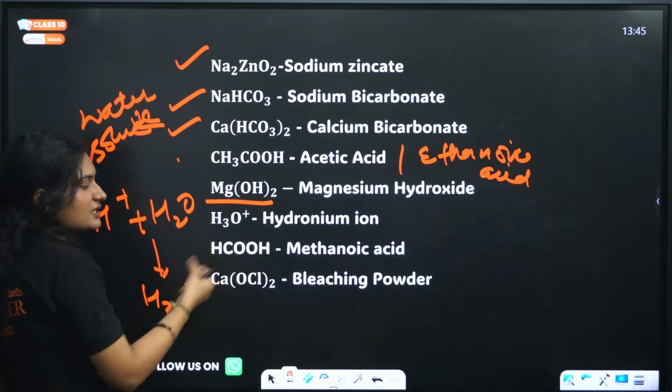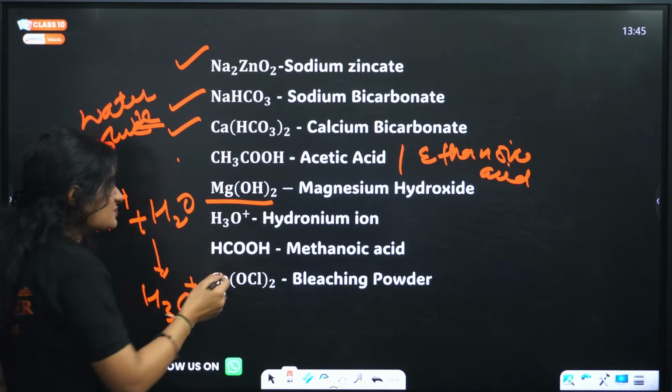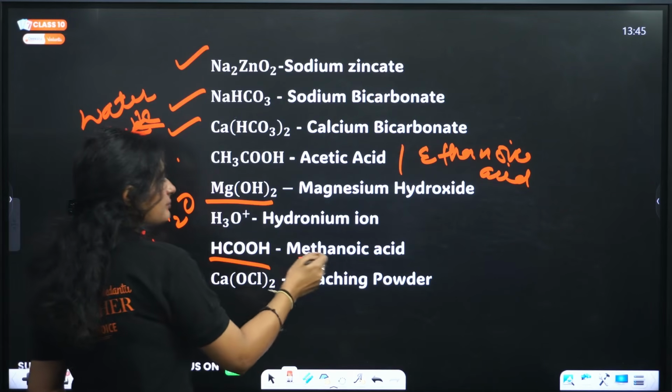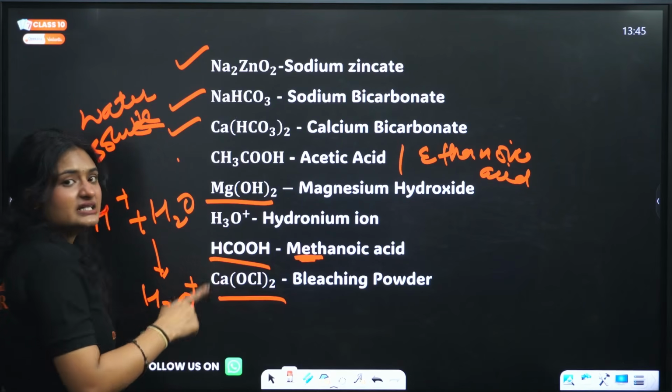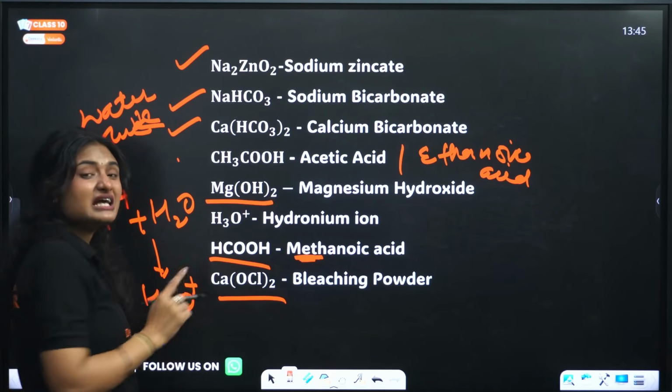Then methanoic acid, an acid, HCOOH. Meth means only one carbon. Bleaching powder is calcium oxychloride. This is the correct formula for bleaching powder, calcium oxychloride.